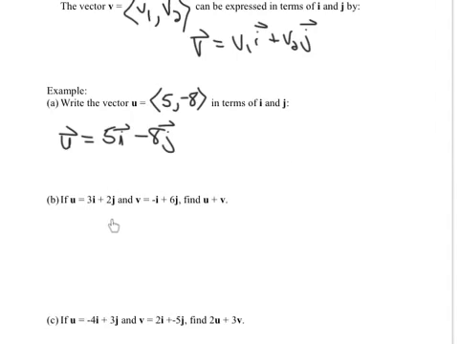So we can add vectors in terms of i and j, just like we added components yesterday without i and j. If I have vector u is 3i plus 2j and v is negative i plus 6j, I just want to find u plus v. Basically, you add the i's together and you add the j's together. That's all you do. So u plus v is going to be 3 plus negative 1, so that's 2i, and 2 and 6 is 8j. 2i plus 8j.